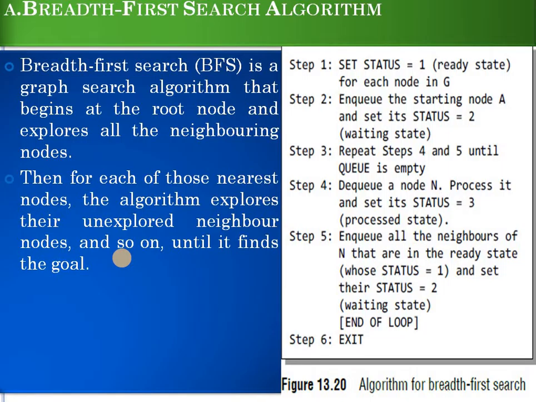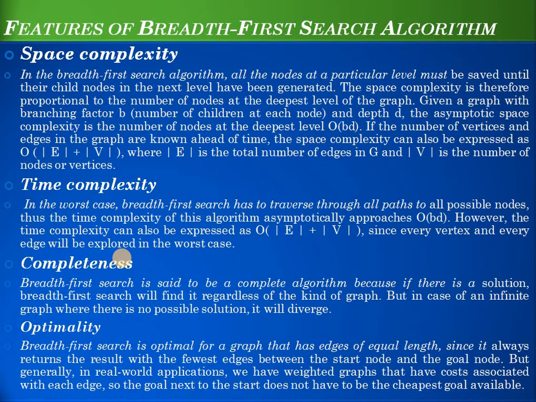Here we are considering first all the nodes with status 1. First we put the root at status 2, then process it, and we process its neighbors by putting their status to 2, and after processing that we give status 3. Okay. Now let's consider the features of breadth first search.